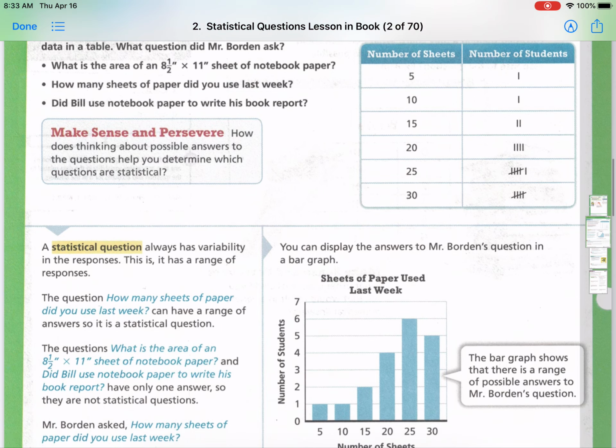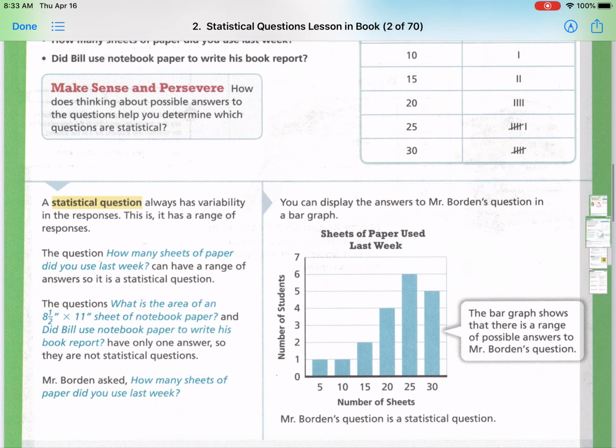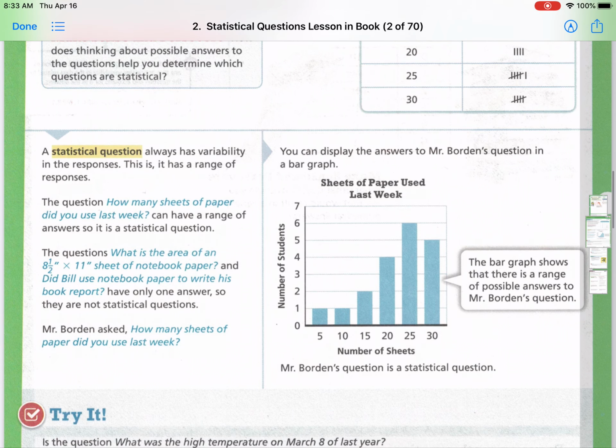Okay, so a statistical question always has variability in the responses. That is, it has a range of responses. So what that means is a statistical question will have multiple ways to answer the question. A question that is not statistical will only have one answer for everyone that will respond to it.